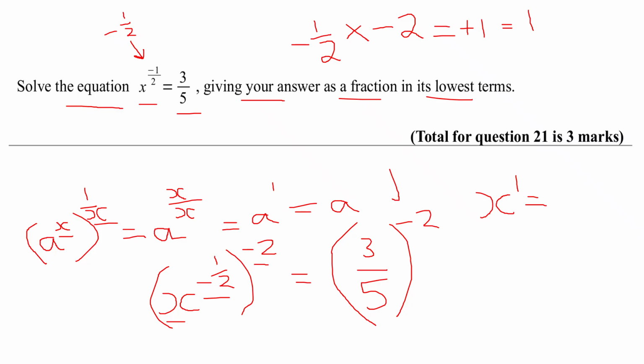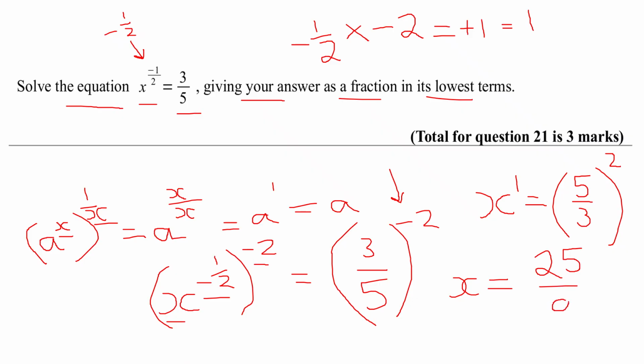Well, that minus here is a negative index, so I'm going to flip the fraction. It does the reciprocal, so it becomes 5/3, and then I'm going to square it. Squaring a fraction, we square the top and square the bottom. 5 squared is 25, and 3 squared is 9. So 5 squared means 5 times 5, and 3 squared means 3 times 3, so we get x equals 25/9. And that, guys, is my final answer.